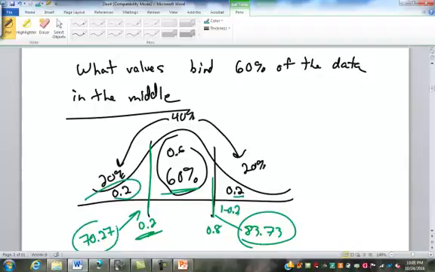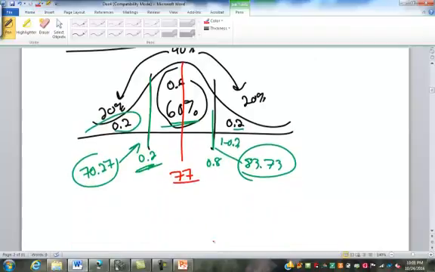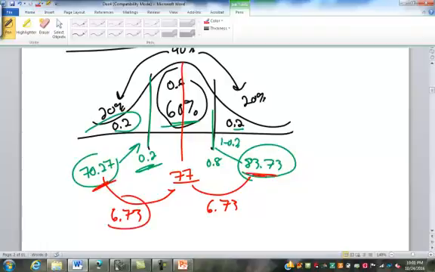Now one thing you'll notice, the mean, if you recall, was 77. The difference between the mean and the 70.27 is 6.73. The difference between here is also 6.73. These values should be equidistant from the mean. In other words, the same difference between the mean on either side.